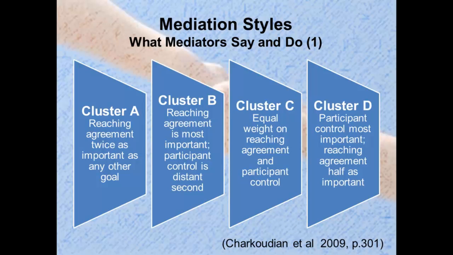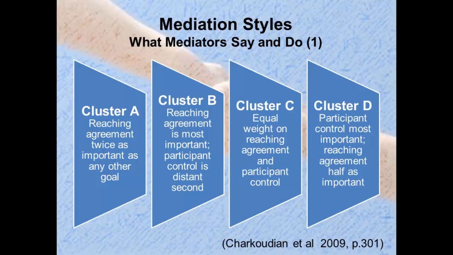In their 2009 article, called "Mediation by Another Name Would Smell as Sweet, or Would It?", Charkoudian et al. described the outcome of a survey which looked at what mediators say they do, which were self-reported behaviours, and what they actually do, when their behaviours were observed. They found that the self-reported strategies formed 4 distinct groups or clusters of mediator strategies, which they describe in the study as clusters A, B, C, and D.